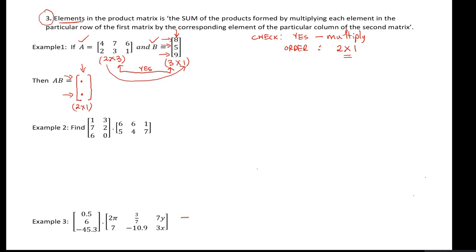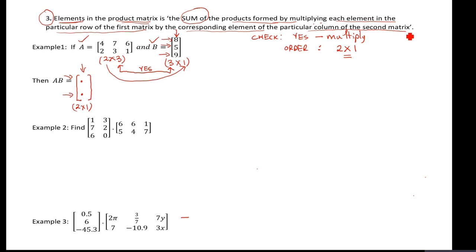Elements in the product matrix is the sum. Do you remember the summation sign? Of the products formed by multiplying each element of the particular row of the first matrix by the corresponding element of the particular column of the second matrix. Now, once again, that does seem to be a bit confusing, so it will be best if I explain it by way of this first example.